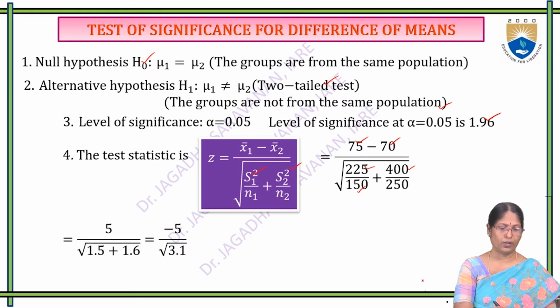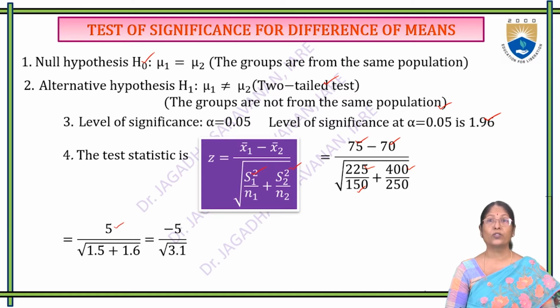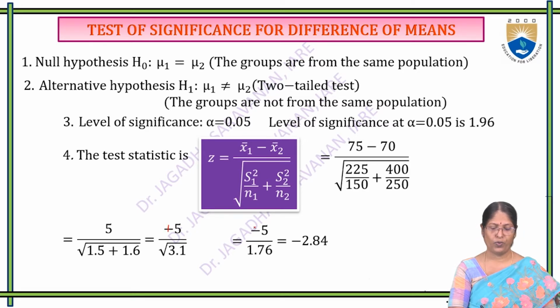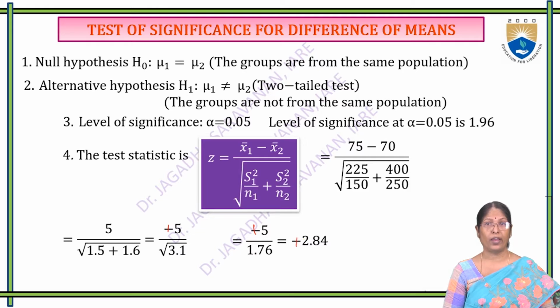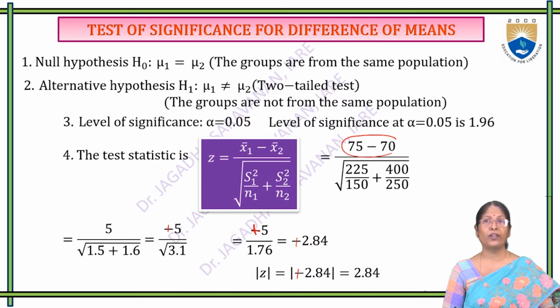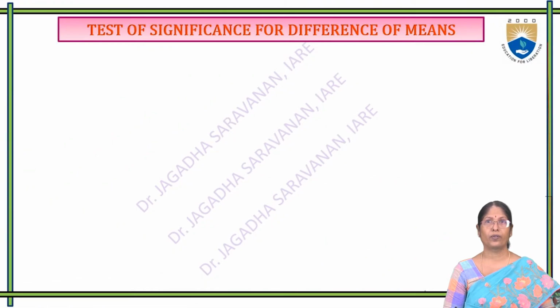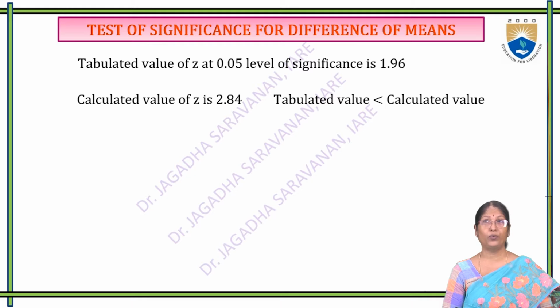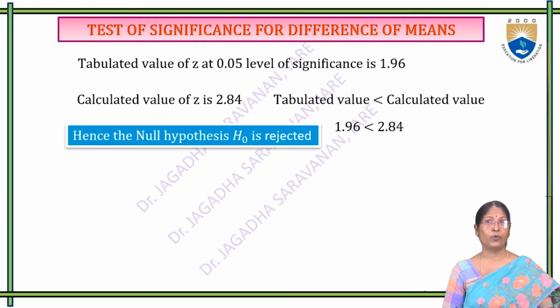So in the simplification, the numerator we obtained 5 and square root of 1.5 plus 1.6. Here actually it should come 5 by square root of 1.5 plus 1.6, equal to 5 by square root of 3.1. So we obtained the final result as 2.84. This is plus 2.84 because here we are getting the positive output only. So the calculated value we obtained is 2.84. The tabulated value of Z at 0.05 level of significance is 1.96. So the calculated value of Z is 2.84. The tabulated value is less than the calculated value, so the null hypothesis is rejected.